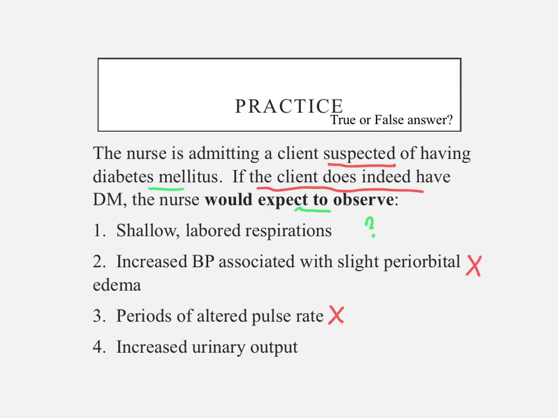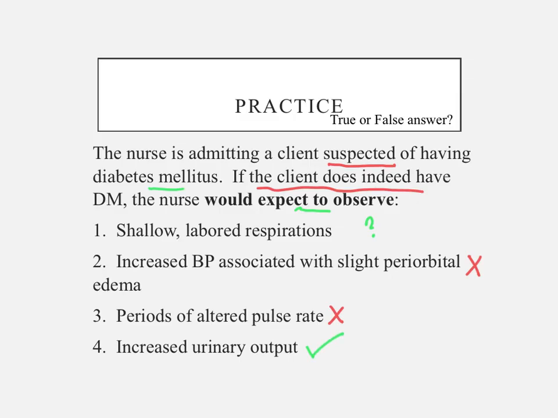And now I get down to increased urinary output. Oh, now that rings a bell. So we know that when someone has diabetes, newly diagnosed, they usually have increased thirst and a lot of urination. So that sounds really good. So I feel confident about that one.